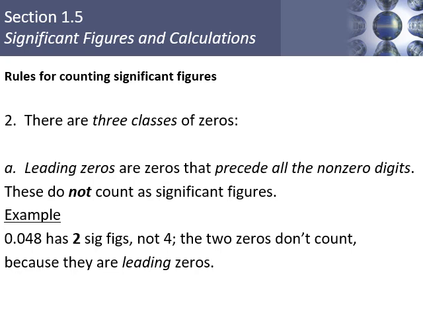For zeros, it's more complicated. So it turns out there are three classes of zeros: leading, trailing, and captive zeros. So let's look at these in turn. Leading zeros are zeros that, as the name indicates, come before the number. So here, where I'm underlining, this 0.048, the 4 and the 8 will be significant, so you leave them in.